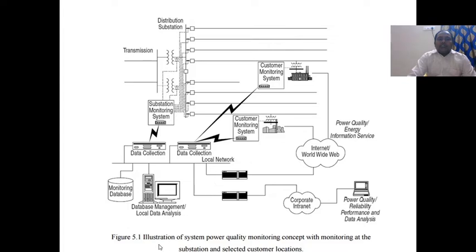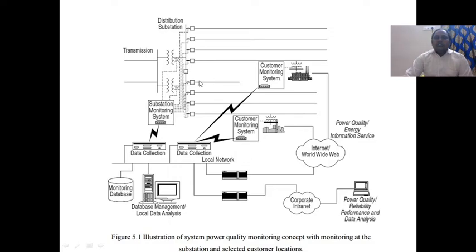This diagram gives an illustration of the system power quality monitoring concept, with monitoring at the substation and selected customer location. So this is a transmission system. Here there is a generating system. After the generating system there is a transmission system. In the transmission system we increase the voltage levels for reducing the losses. After the transmission, nearer the load center, we have distribution substations.